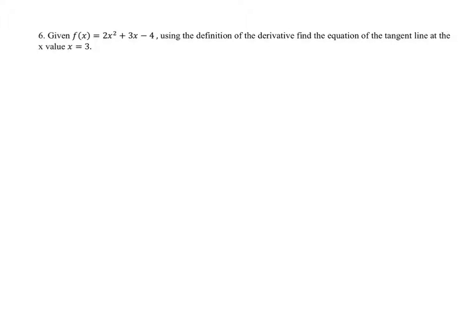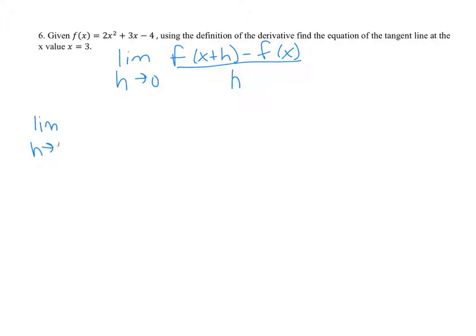Okay, so it's given the function y equals 2x squared plus 3x minus 4. Use the definition of the derivative, find the equation of the tangent line at the x value, x equals 3. So what I want to do first is write my equation of the tangent line, which is the limit as h approaches 0 of f of x plus h minus f of x all over h. And what I'm going to do is plug in first x plus h. So wherever I see an x here, I want to plug in x plus h. So I have 2 times x plus h squared plus 3 times x plus h minus 4.